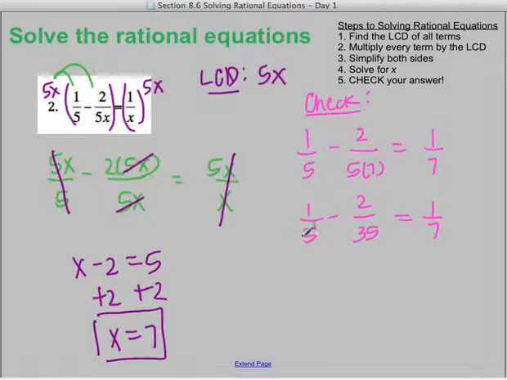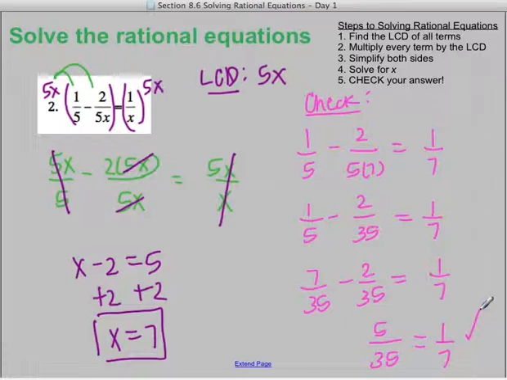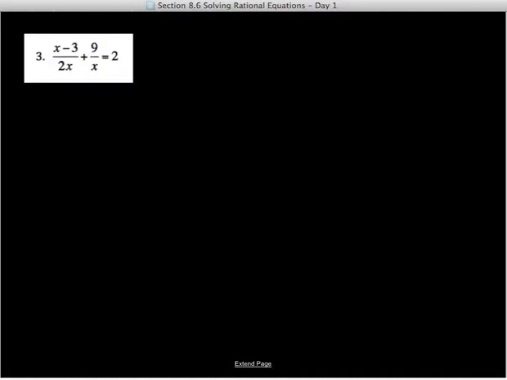Well, I'd have to get a common denominator here, or you can type it into your calculator and find out. But this would be 7 over 35 minus 2 over 35. Does that equal 1 over 7? Well, this gives you 5 over 35. Does this equal 1 over 7? Yes, it does. So I have the correct answer. Okay. So if you have any questions about example 2, please write them down and make sure you ask when you see me. Now let's go ahead and look at example 3.